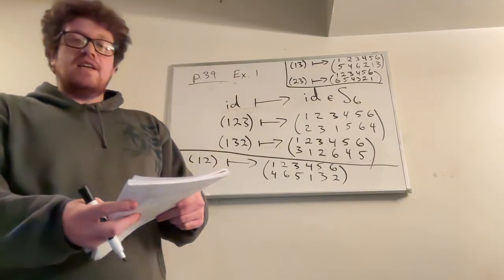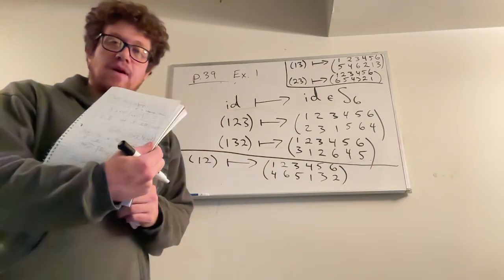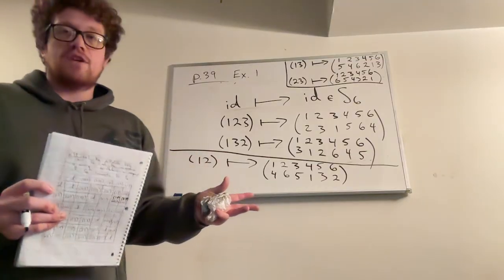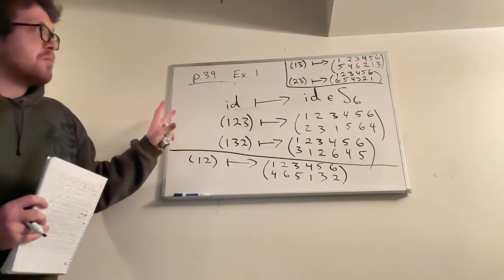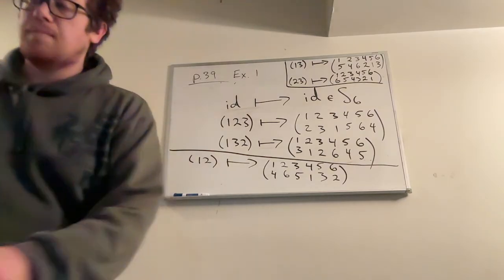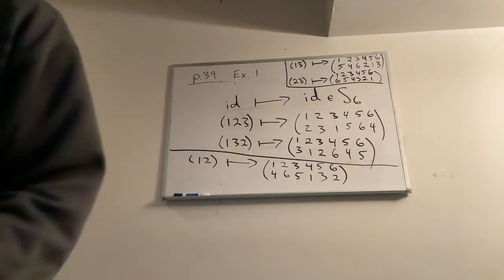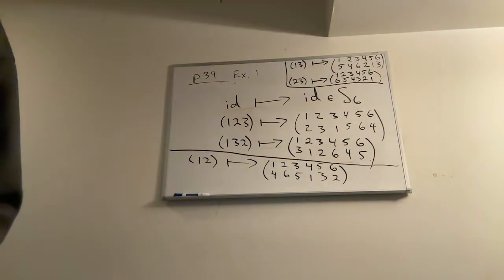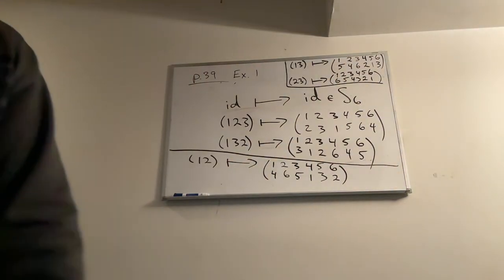Let's see. Yeah, I didn't talk about cosets today. I prepared a little bit about cosets, so I guess we'll talk about that next time, but I think this is a good place to stop. This is a pretty hard problem. Again, this was page 39 in Jacobson in this book. Page 39, exercise 1. I think it's a very good problem, though.